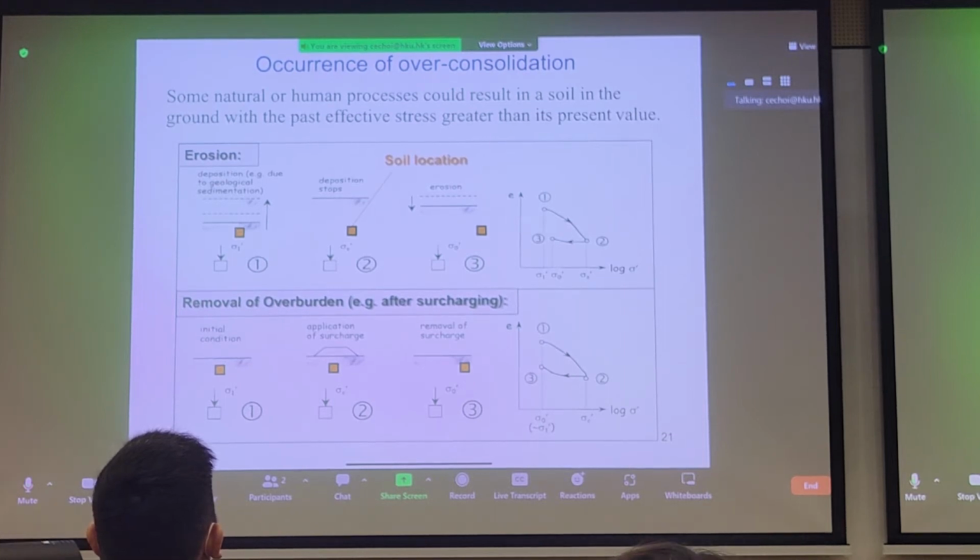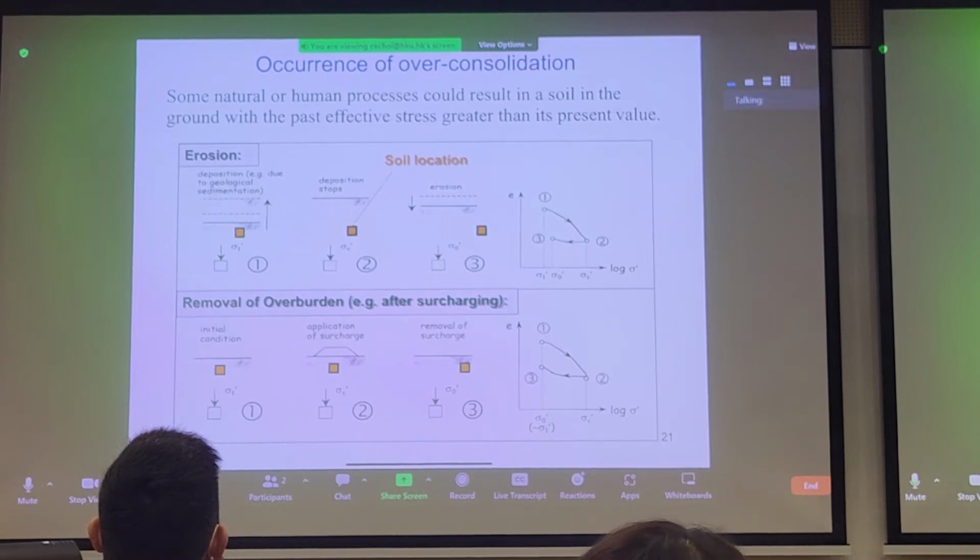Now, what are some processes that can create over-consolidated soil in the field? Well, it can be natural or unnatural. Let's look at the first example together. The first one is a natural process. Probably hundreds of years, thousands of years, millions of years of geological phenomena, particularly erosion and deposition.